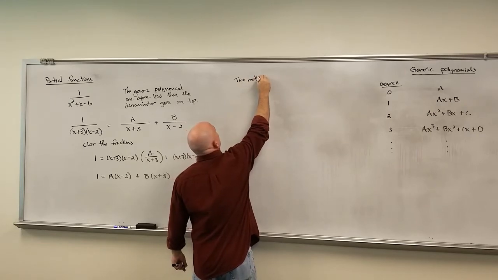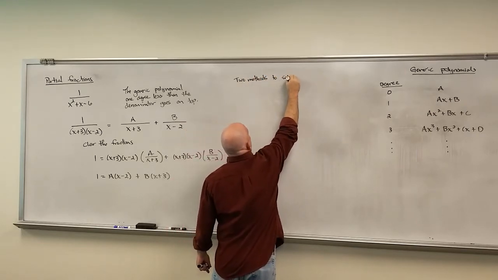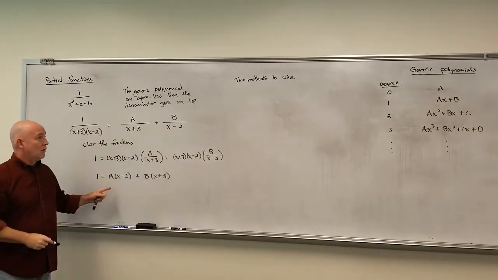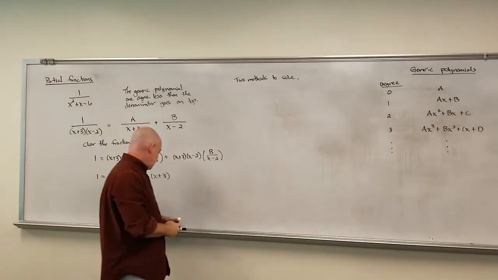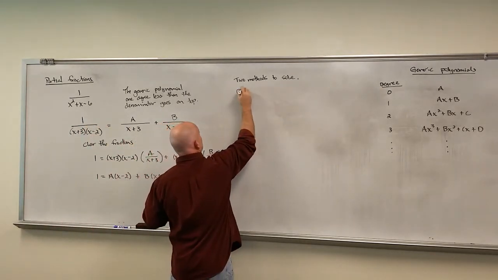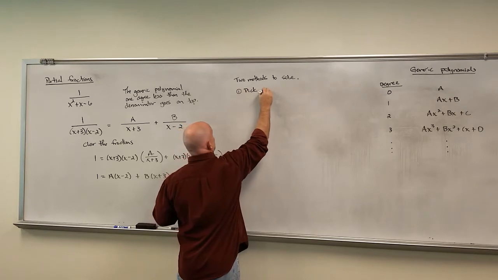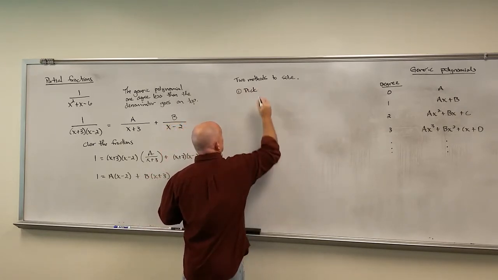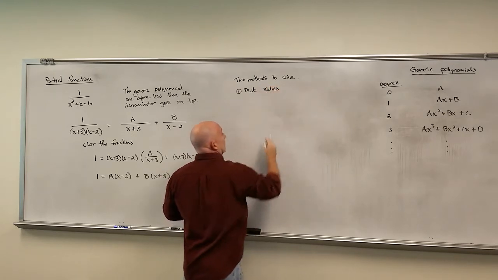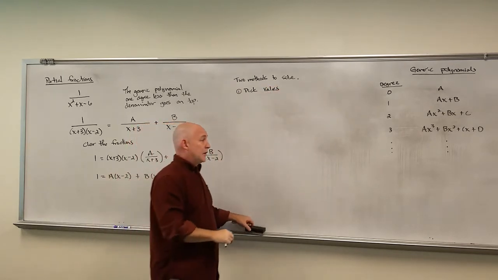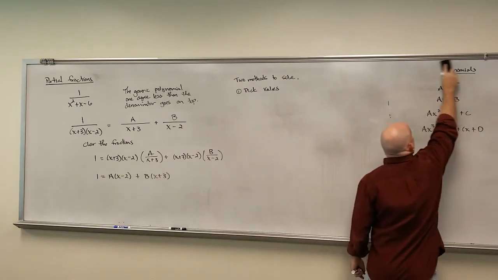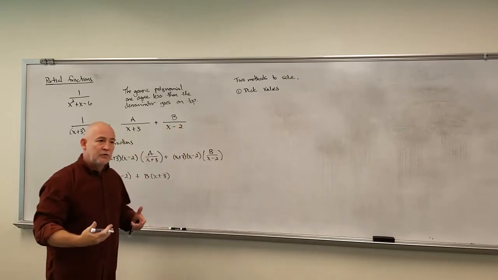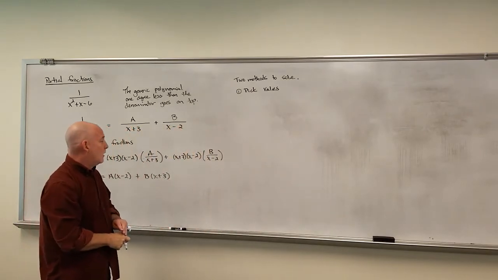We have two different methods that we're going to take a look at on how to solve this. The first one is just, I'm going to say, picking values. I misspelled that word completely. Now, there's good news and bad news when it comes to picking values. Picking values is generally by far the easiest way to figure out the numbers, but it doesn't always work, so we need the other technique as well.